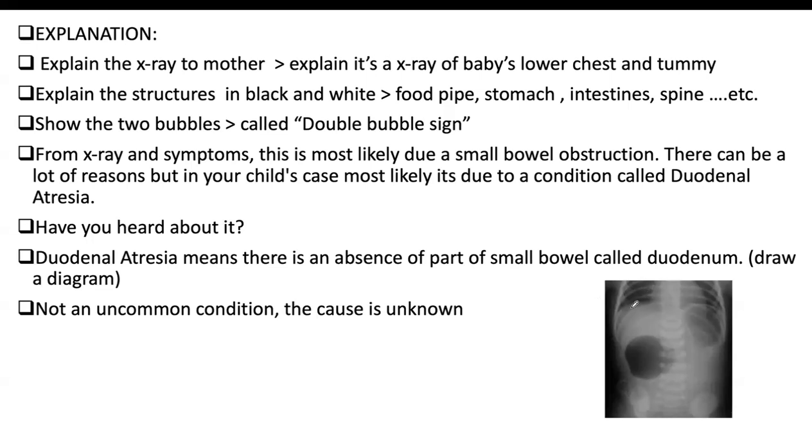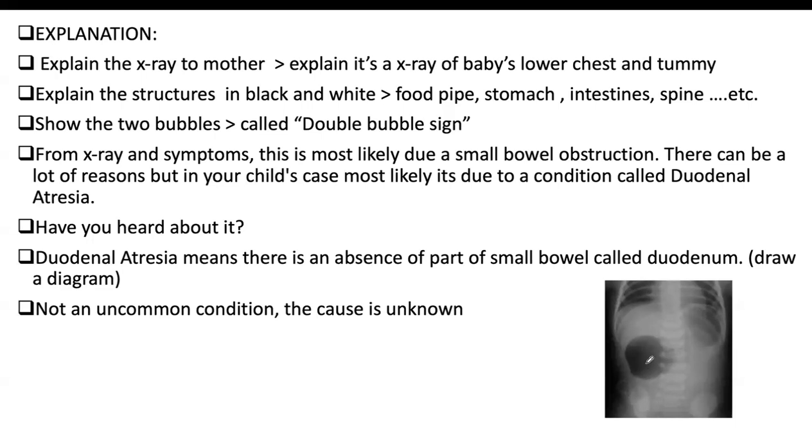If you look at the upper part, you can see that there are white structures equally spaced, and these are your child's rib cage. In the middle, you can see the spine, and then if you come down, you can see his tummy. Now, if you can appreciate that, you can see there are two rounded structures in his tummy, and those are black. Can you see that?